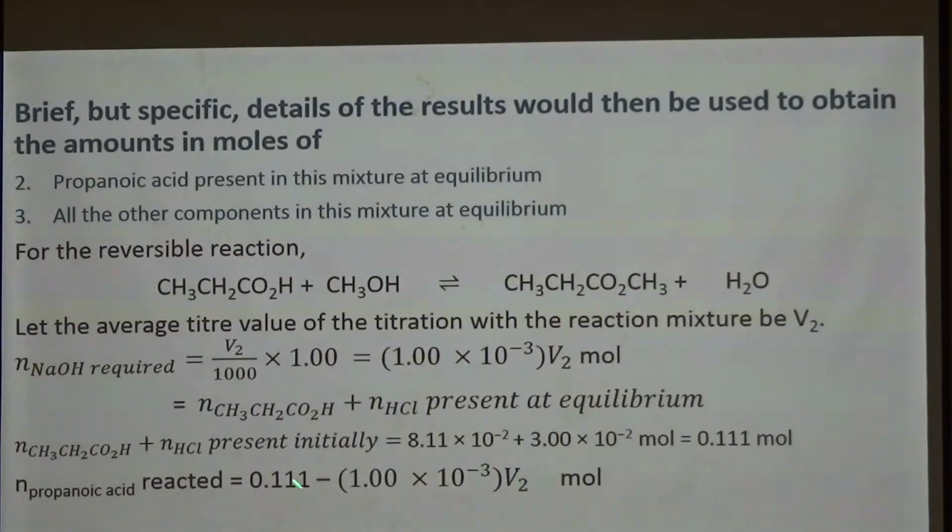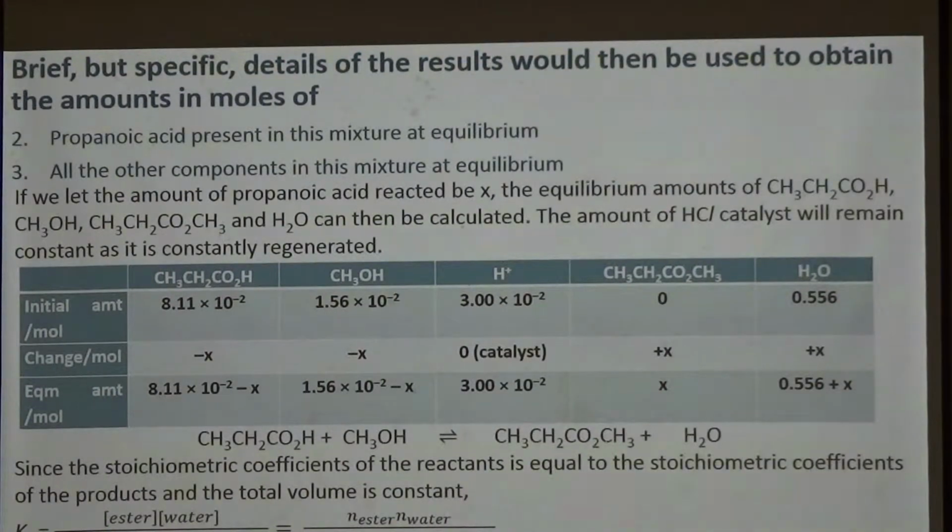Alright, but this is not my answer to part 2. To find my answer to part 2, if you just let the amount of propanoic acid reacted be X, which you can find, the equilibrium amounts of propanoic acid, methanol, ester and water can all be calculated together. The amount of HCl catalyst will remain the same because it's constantly regenerated. You know all this from part 1.